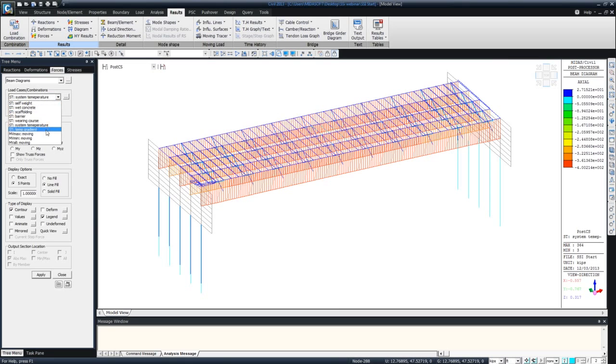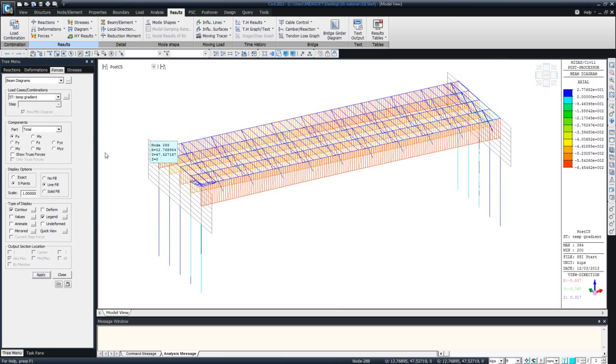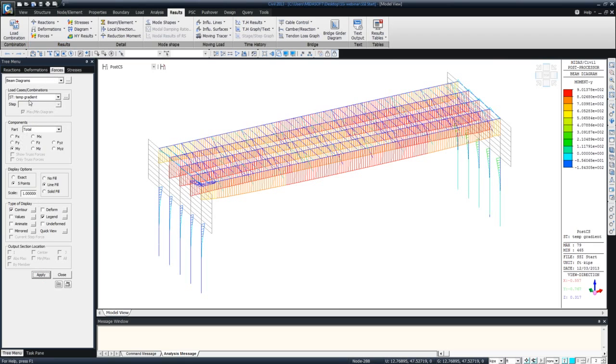Now if you want to obtain the axial force due to temperature gradient, you can select temperature gradient and obtain the axial force. Similarly, you can obtain the bending moment diagram and the shear force diagram based on that. But generally for thermal loadings, we just consider the axial forces. That's why I've shown you the axial forces.